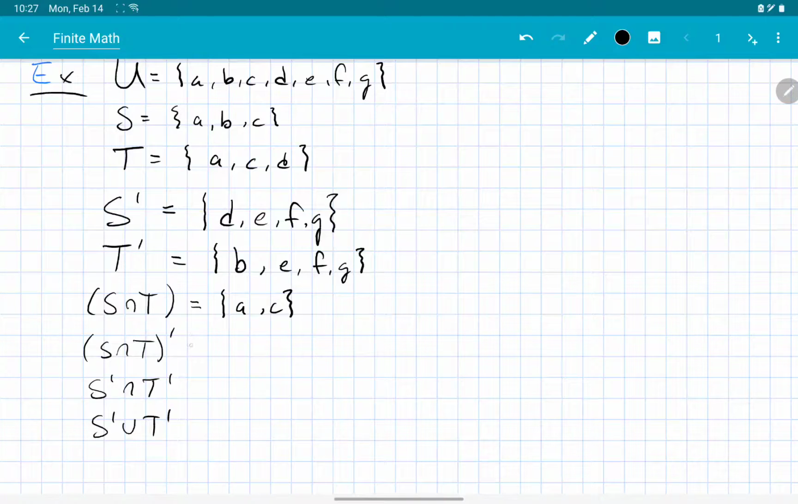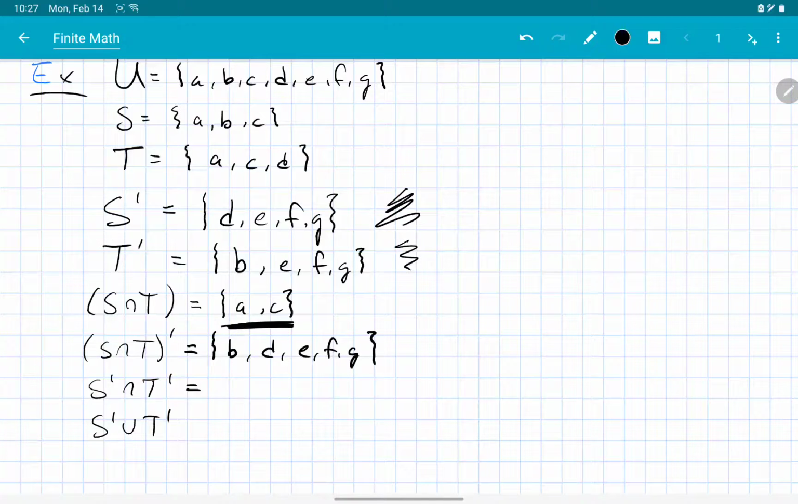Now we want the complement of the intersection of S and T. Okay, so that's everything that's not in here. So that's going to be B, D, E, F, G. Okay, S complement intersect T complement. Well, I have S complement here, and T complement here, so I just need the things that are in both of them. And it looks like that is E, F, and G. And finally, the union of S complement and T complement, okay, that's going to be B, D, E, F, G.